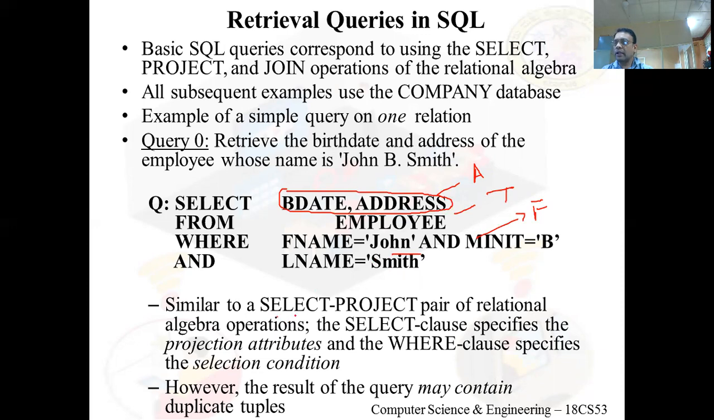So similar to the select and project operations that we have used in relational algebra, select specifies the projection attributes. The projection attributes are birth date and address. And the where clause specifies the selection condition. This is the selection condition, and the project attributes are birth date and address. However, since SQL doesn't treat the table as a set, we may have duplicate values here.